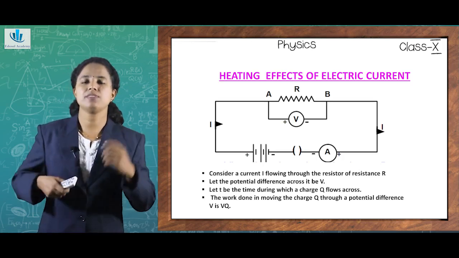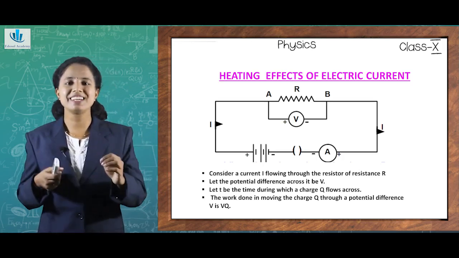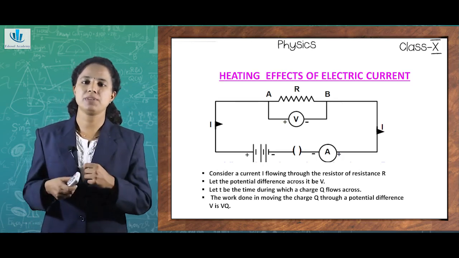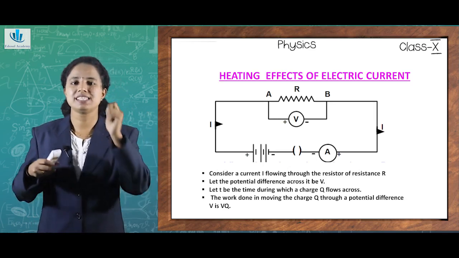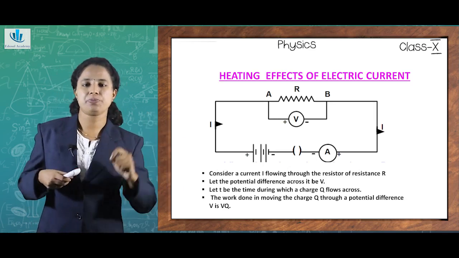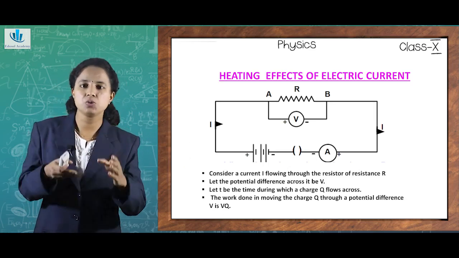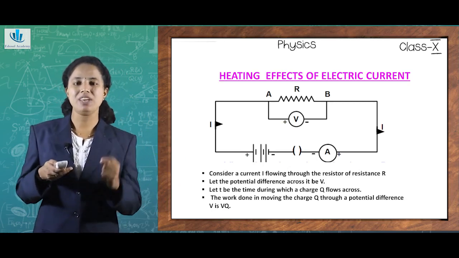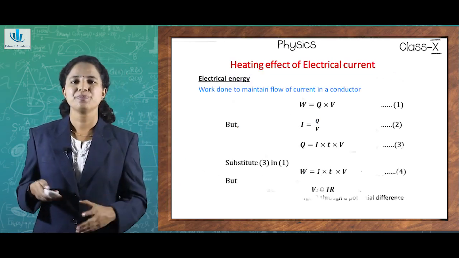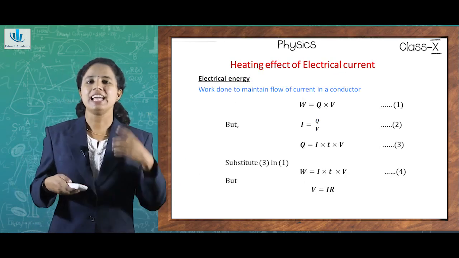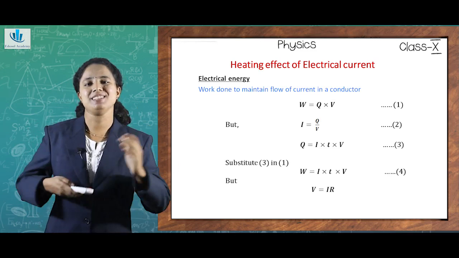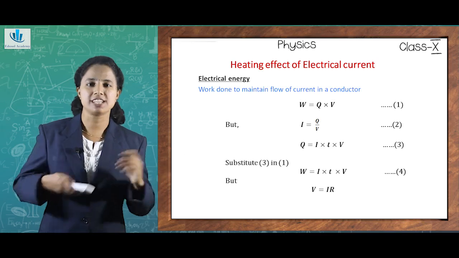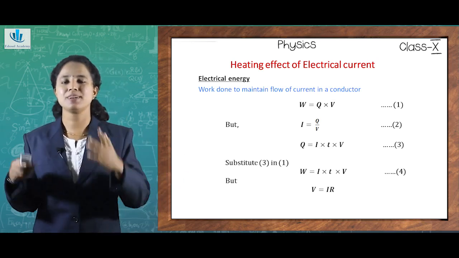And how can I define the work done? The work done in moving the charge Q through a potential difference V can be denoted as VQ. That is, W equals VQ. Work done in moving the charge Q across a potential difference of V takes the form W equals VQ. So, the heating effect of electrical current is to be found in terms of electrical energy. How can we define electrical energy? Energy is the same as the work done. So, this energy transferred is the same as the work done.